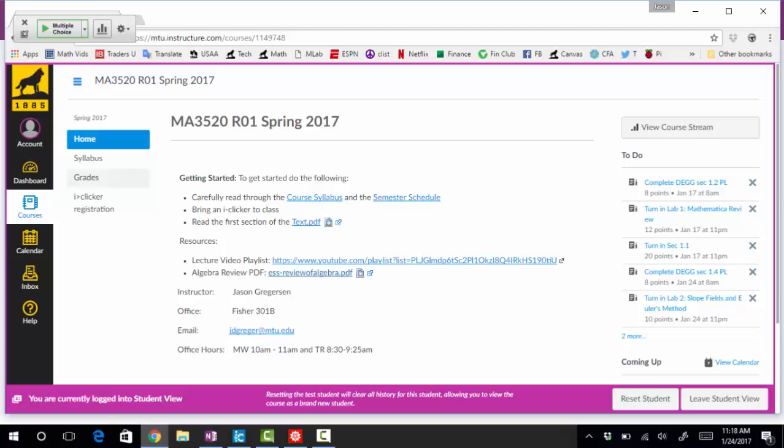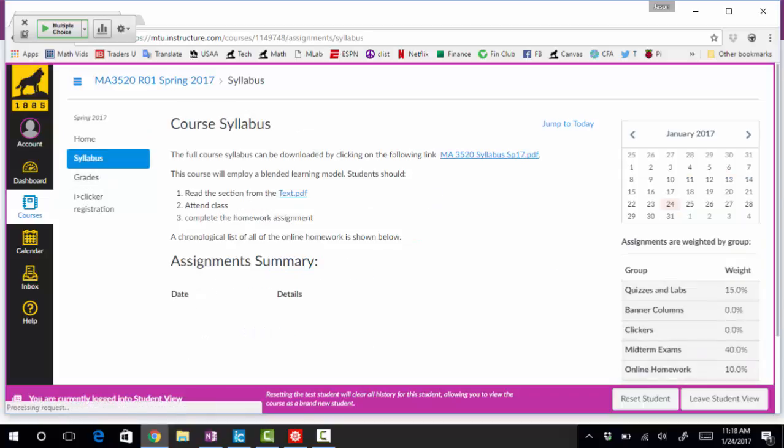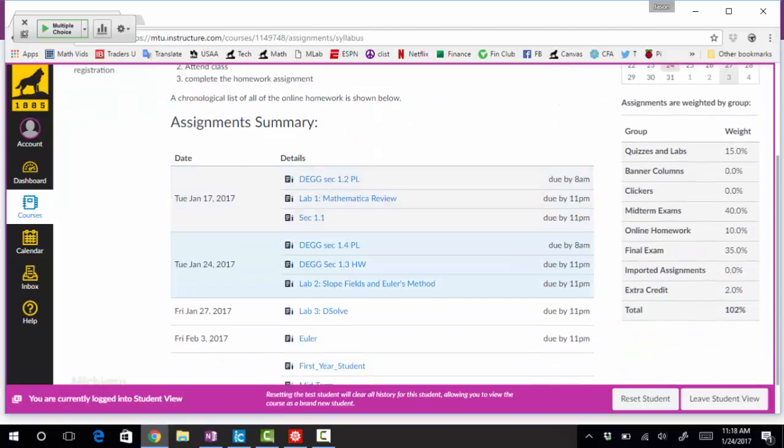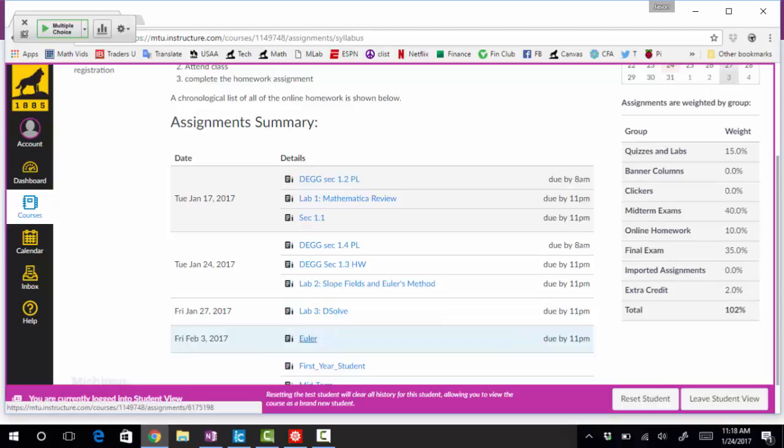One more thing here. If I go to the syllabus, we'll see a category called extra credit. That's 2%. So you see the total grade here goes to 102% instead of 100%. There are 2% of extra credit. There will be about 6 assignments throughout the semester that will be extra credit. This is the first one, Euler.